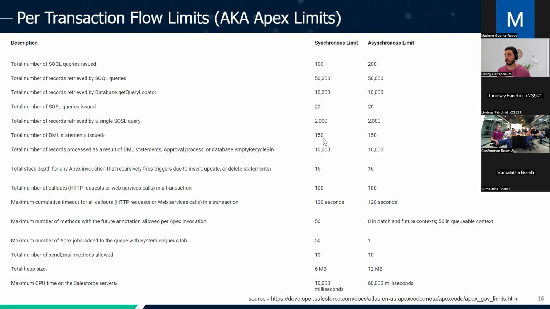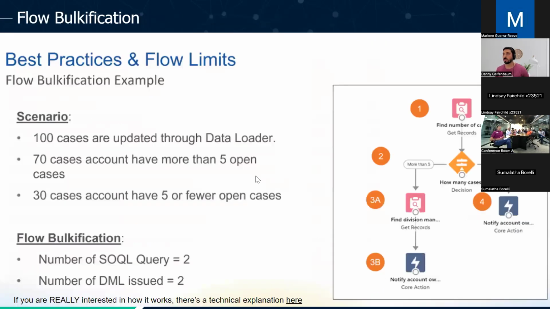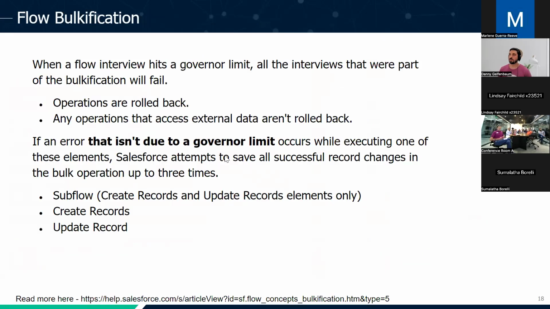Instead of... I think I got it wrong here. I copied it wrong. But for example, the biggest one is CPU time limit, which is at the bottom, this one here, maximum CPU time on Salesforce services. So it's 10 seconds on synchronous and 60 seconds on asynchronous. Sometimes when you have a lot of data to process, this can be very, very significant. Okay, so I'll skip this one.